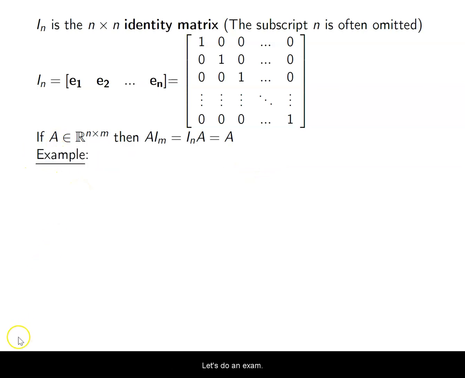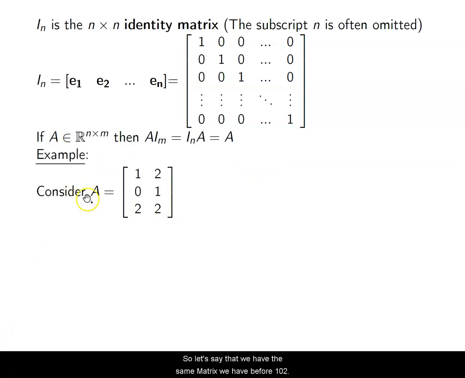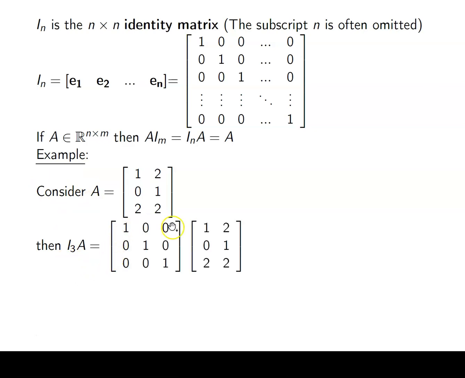Okay, so let's do an example. So let's say that we have the same matrix we had before, 1, 0, 2, 2, 1, 2. So if I multiply it on the right hand side, the dimensions have to match up, so I need a 2 by 2. If I multiply it on the left hand side, the dimensions need to match up, so I can multiply against the columns, and it should be a 3 by 3, right? So on the right side, it should be I3, and it should look like this. Zeros everywhere, except the main diagonal, which is all ones.